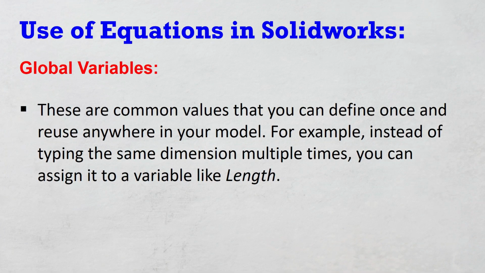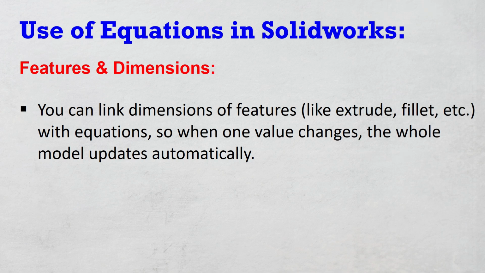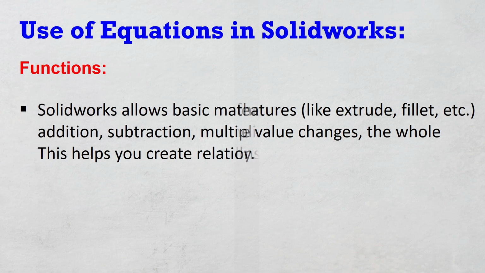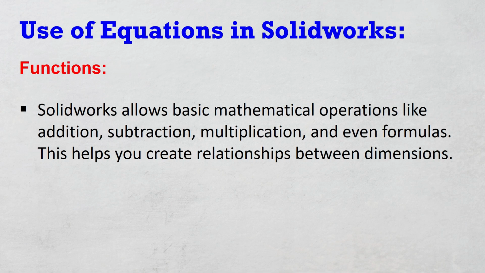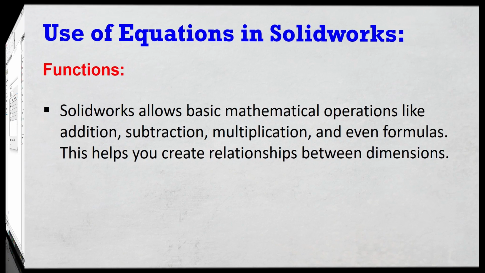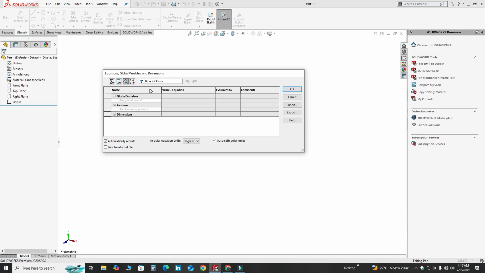So basically, global variables are common values that you can define once and reuse anywhere in your model. For the features and dimensions, you can link dimensions of features like extrude, fillet, sweep with equations. For the functions, SolidWorks allows basic mathematical operations like addition, subtraction, multiplication, and even formulas. So you can also use equations in the functions. But for this tutorial, I will only focus on equations using global variables.